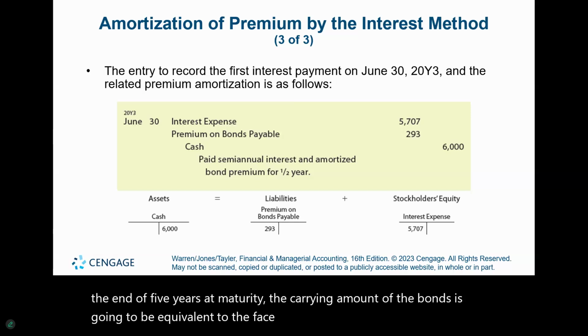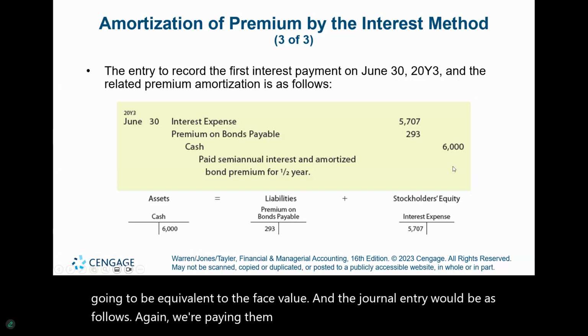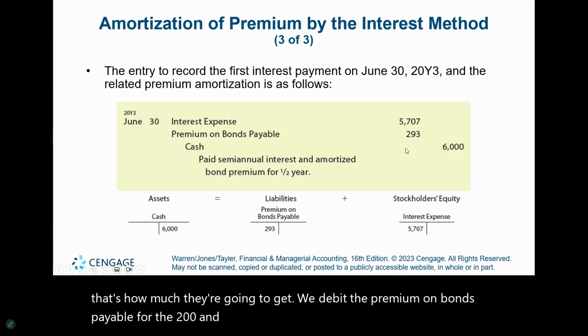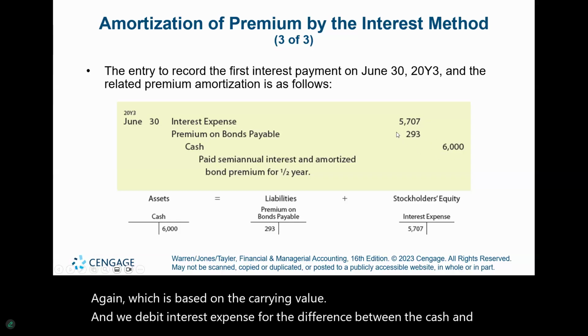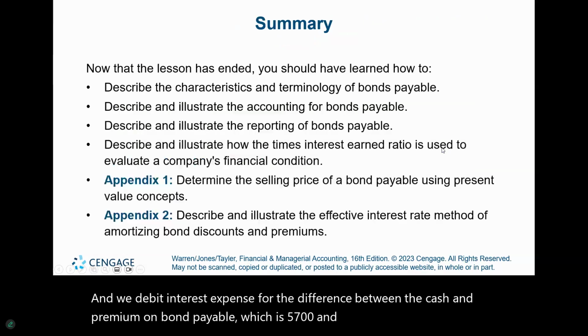And the journal entry would be as follows. Again, we're paying them $6,000. That's how much we promised, and that's how much they're going to get. We debit the premium on bonds payable for the $293, again, which is based on the carrying value. And we debit interest expense for the difference between the cash and premium on bonds payable, which is $5,707. So this brings us to the end of Chapter 11, Liabilities, Bonds Payable.